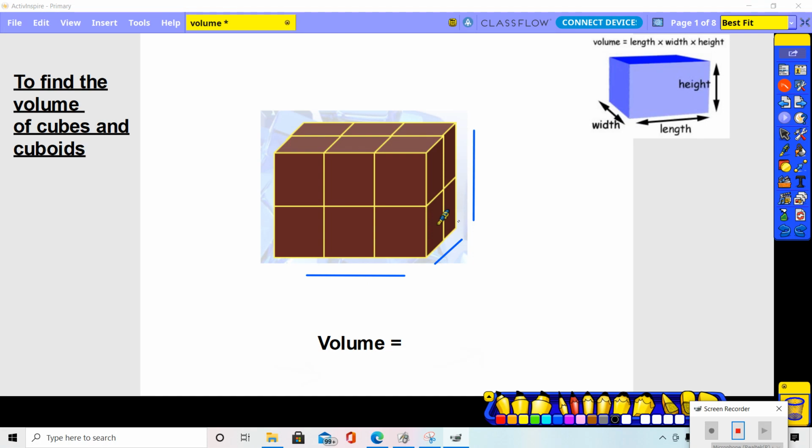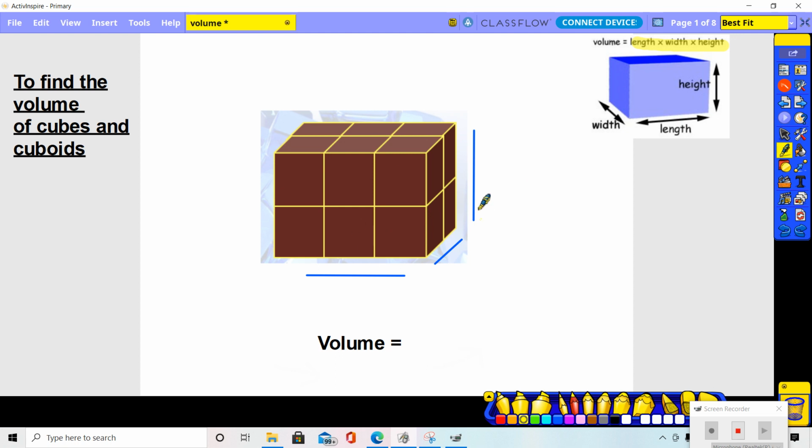Hi everyone, in this video we will look at how to find the volume of cubes and cuboids. The word volume means how much space there is inside a 3D shape. And the way to find the volume of a cube or cuboid is with the following formula. You do the length times the width times the height.